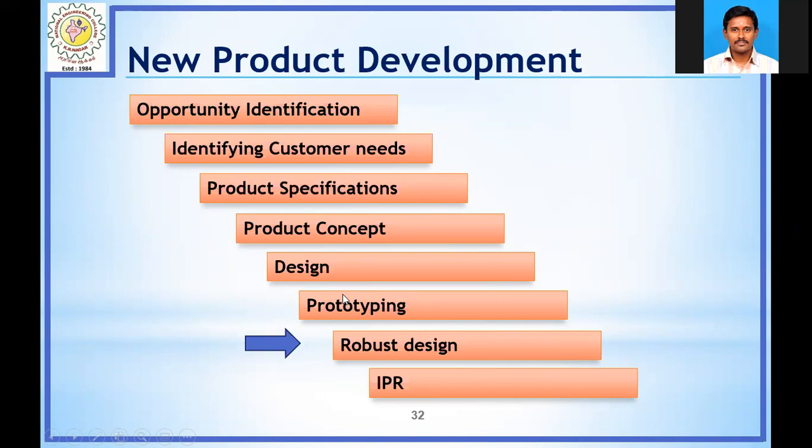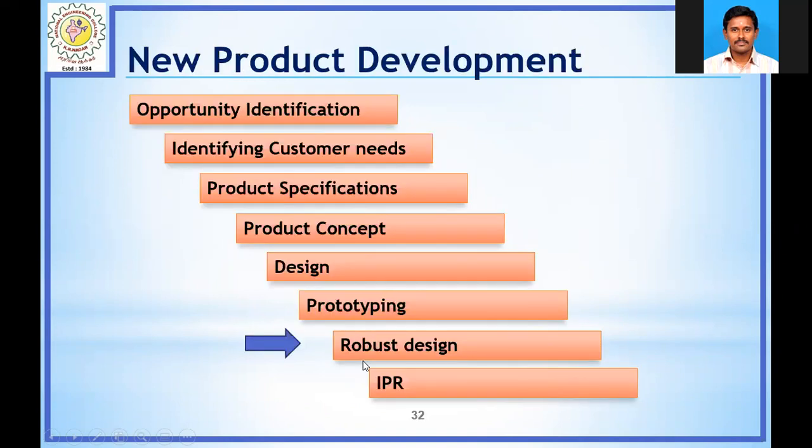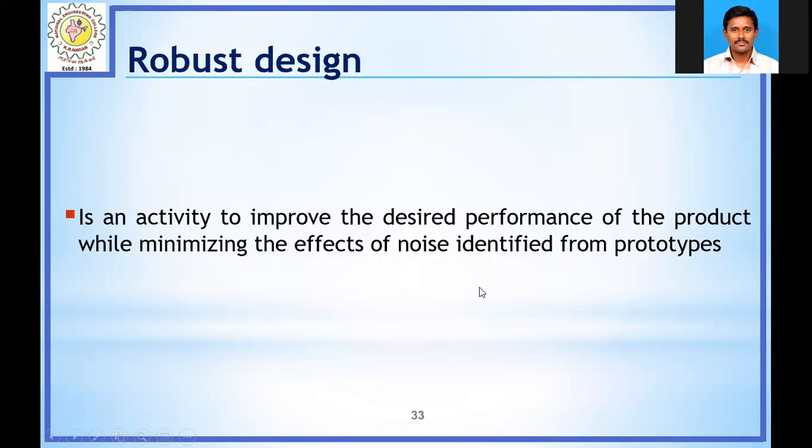When we are testing the prototype, definitely we will find some errors in our design. So these kind of errors can be corrected in the stage of robust design by considering the errors identified during the testing. So robust design stage is nothing but minimizing the errors or vanishing out the errors happened in the design stage by testing the prototypes.